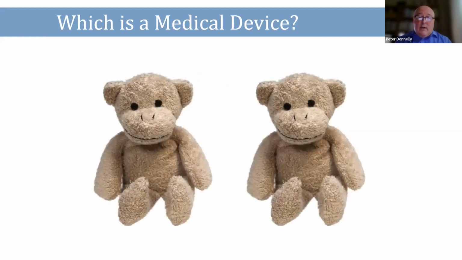Now, one of these is a medical device and one isn't. And this all comes down to intended purpose. The one on the right is the medical device, because the one on the left is a cuddly toy. The one on the right is filled with genetically modified grains that you could heat up or cool down. So the intended purpose of the one on the left is a cuddly toy to play with. The one on the right is to add therapeutic support on joints, pains or something. So again, it's all down to the intended purpose.